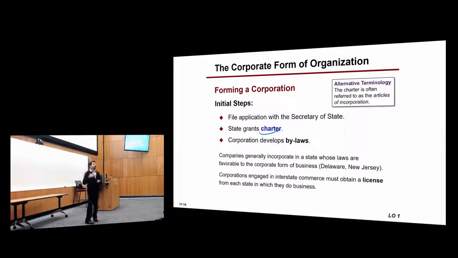Okay? Even if they do business in California, for example, but New Jersey's laws are more favorable to them, they will incorporate in New Jersey. They will have to acquire a license for every state where they operate. So in every state the company operates, they will have to acquire a license. However, they are only incorporated in one state.